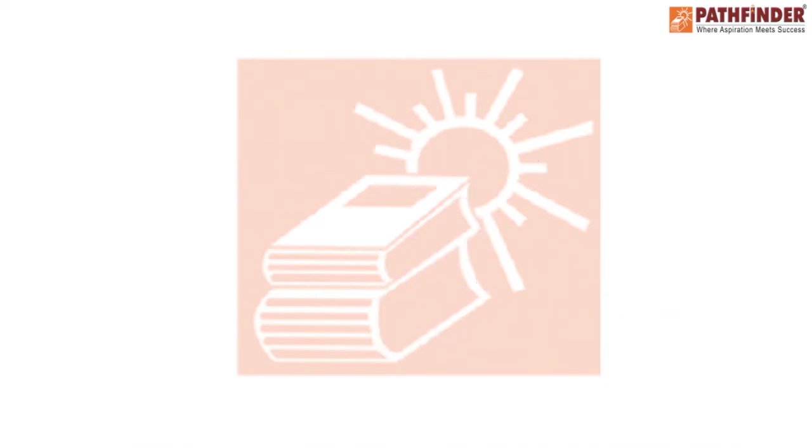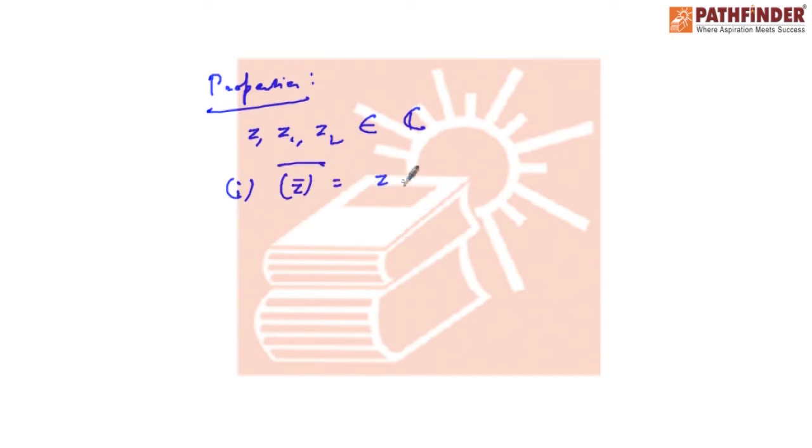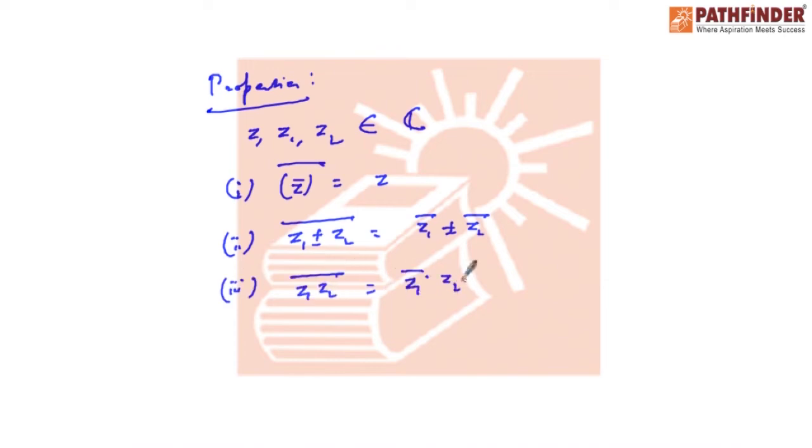We have some very important properties of conjugate, modulus and argument which we need to keep in mind. Let us consider that z, z1, z2 etc. are all complex numbers. First property: the conjugate of the conjugate of a complex number is the number itself, z bar bar equal to z. Next, the conjugate of z1 plus or minus z2 is equal to z1 bar plus or minus z2 bar. The conjugate of z1 z2 is z1 bar into z2 bar, and also the conjugate of z1 by z2 is z1 bar divided by z2 bar.